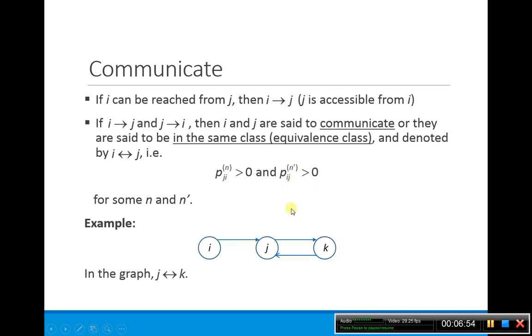So in this example, J and K communicate, but notice I and J do not. I and K also don't. Here, K is accessible from I, but I is not accessible from K. So if I start in K, there's no way of getting to I. So K and I don't communicate.